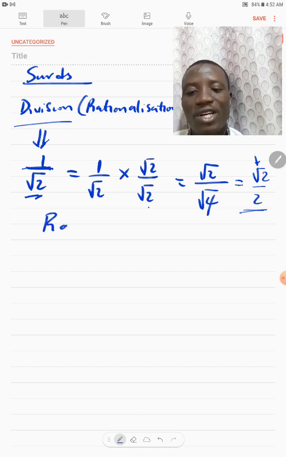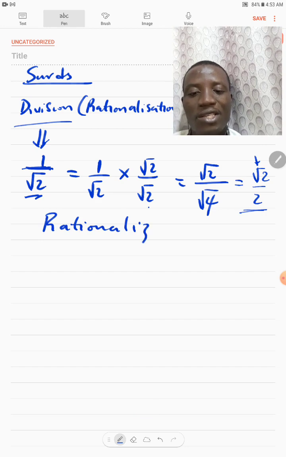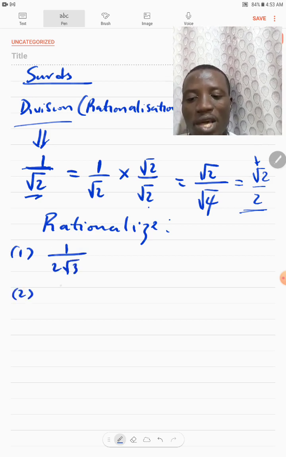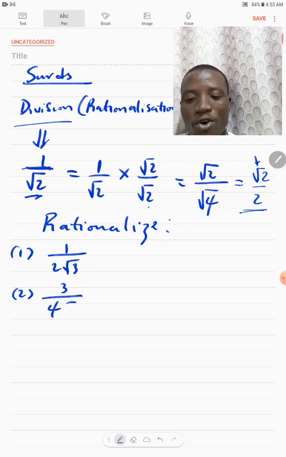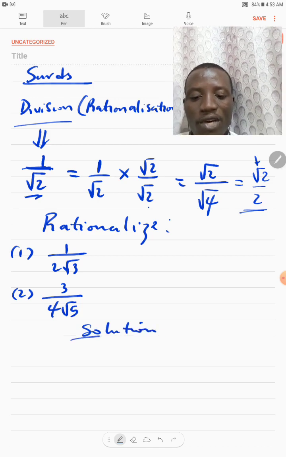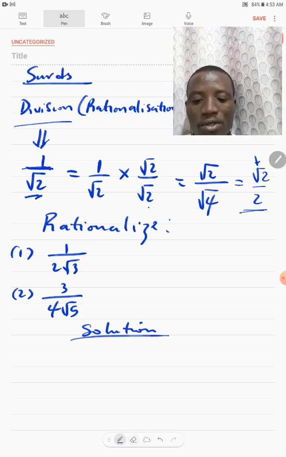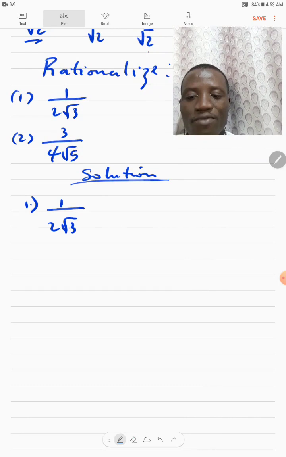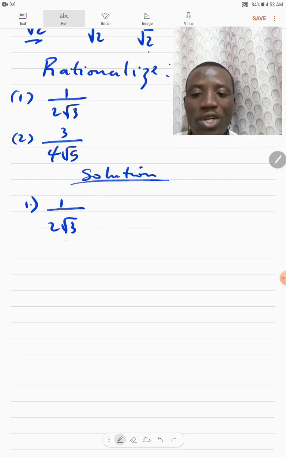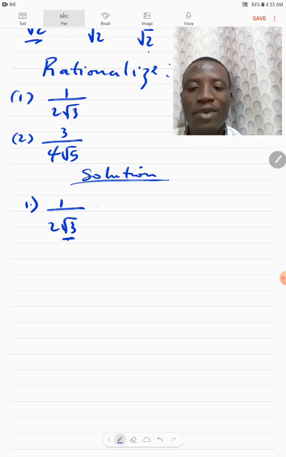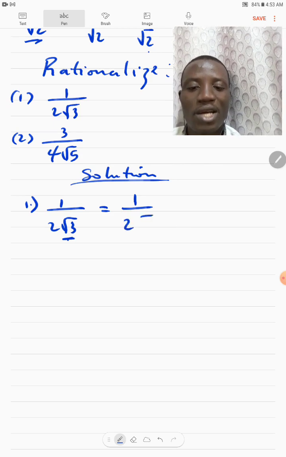So if I have to rationalize, let's say, 1 over 2 root 3, and 3 over 4 root 5. Let's take the first one. You may have something like this. My first one, 2 root 3, I cannot leave my answer like this. But the only one that is actually in root form, that is irrational here, is root 3. So if I'm going to rationalize this, just take it and rationalize with root 3.